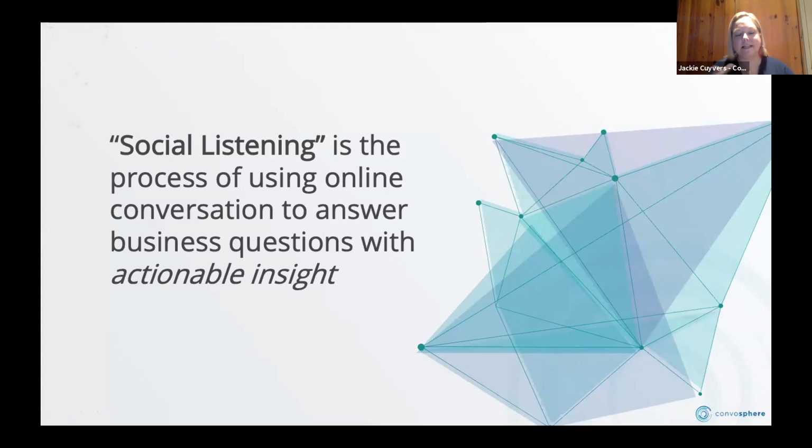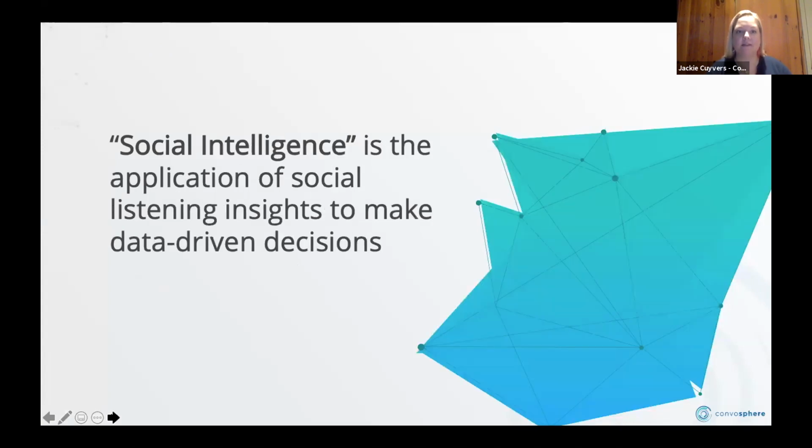So social listening is the actual process of using online conversations to answer these business questions with actionable insight. It's an approach or a technique, much like interviewing is. Social intelligence is the output and application of the insight. So it's what do you do with it once you have the information and the findings.